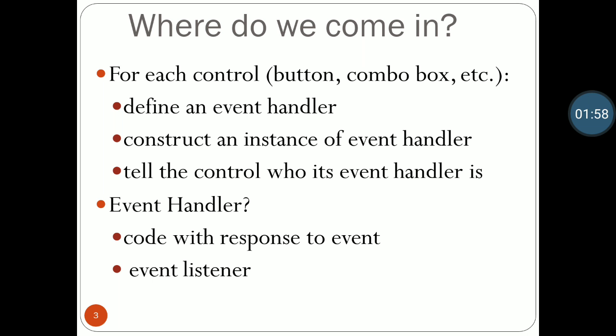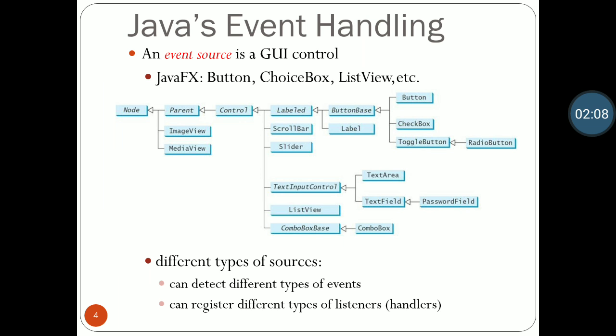Let's see event handler. It is code that responds to an event, and an event listener. Means after clicking the button, what is going to happen? It is the event handler. This is Java's event handling. We can see here JavaFX supports button, choice box, list view, etc. On the right side we can see radio button. It comes under toggle button. Checkbox button is part of button base. And also label, these are all labeled.